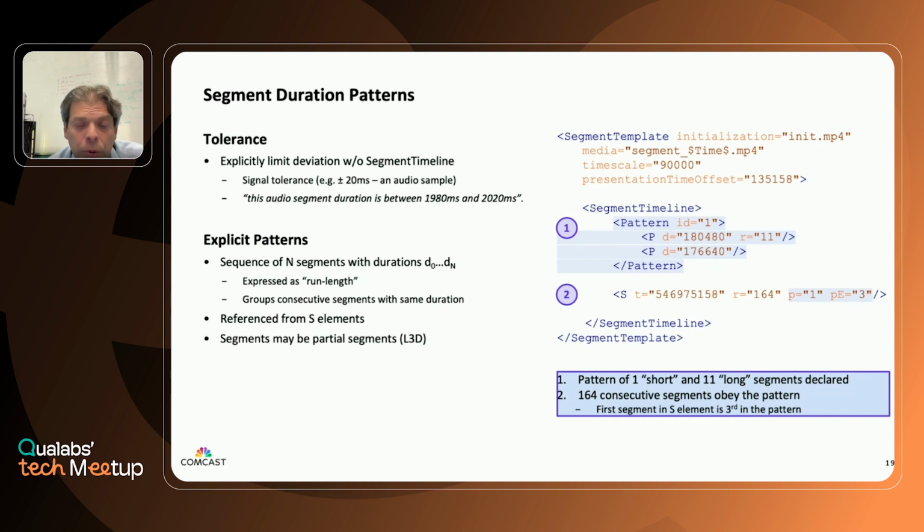So this is what we describe, and then we reference this from an S element. We basically replace a duration that used to be specified in the S element with the duration of this pattern. So what we are saying here at number 2 is, here is the pattern that we're using, and PE means we're starting at index 3 within this pattern for the first time, and then we're repeating this 164 times.